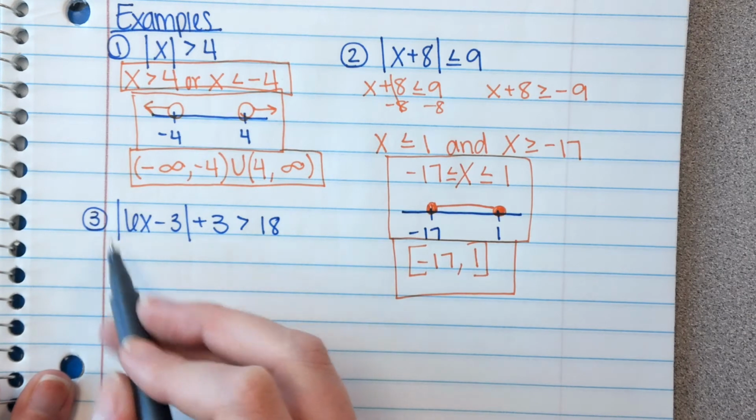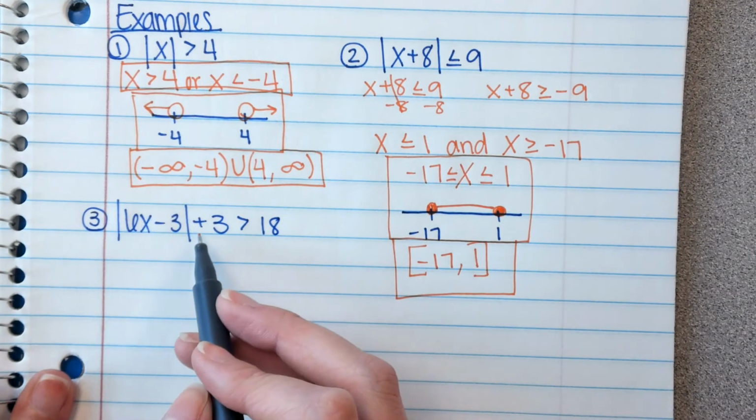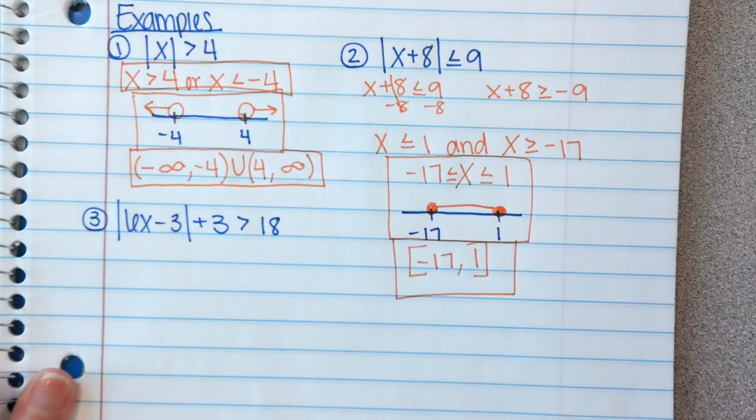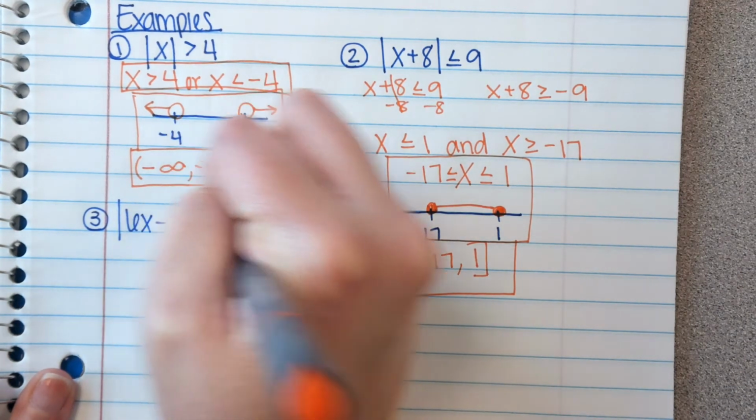All right, so number 3, we have the absolute value of the quantity 6x minus 3, and then plus 3 is greater than 18. So step 1, look on the outside of the bars. Are there any operations? Yes. We have a positive 3. How do we get rid of it? Subtract 3.